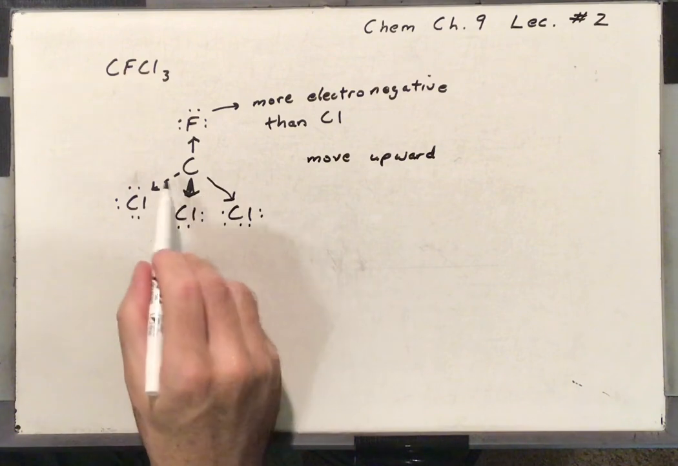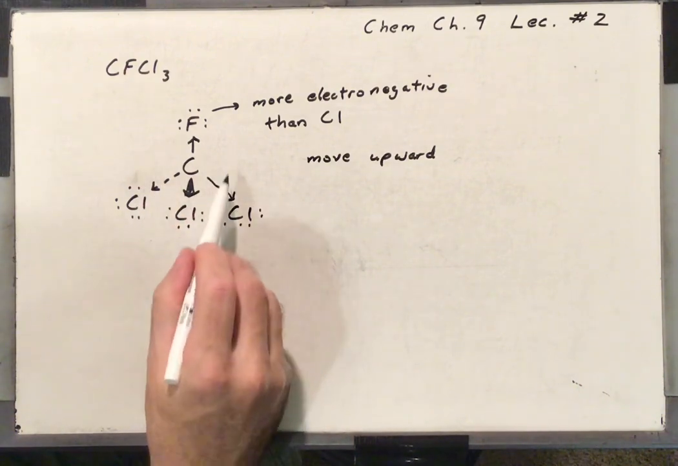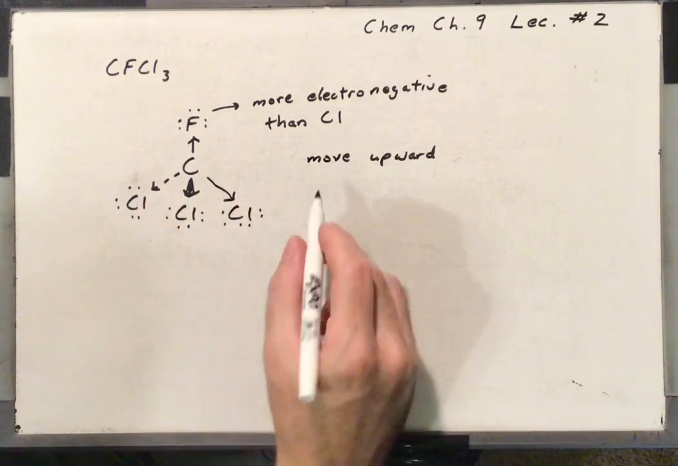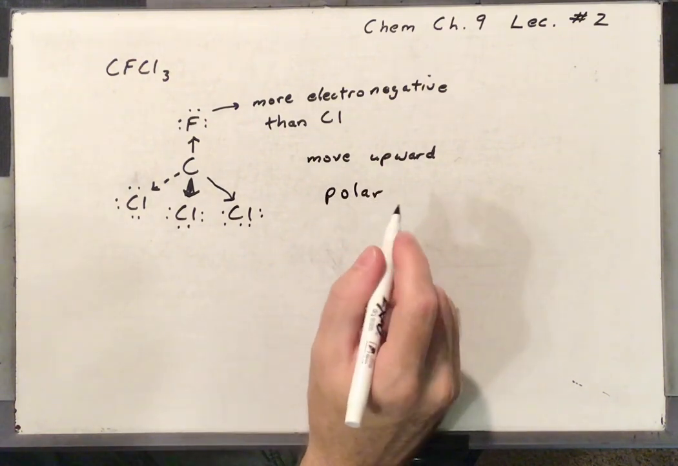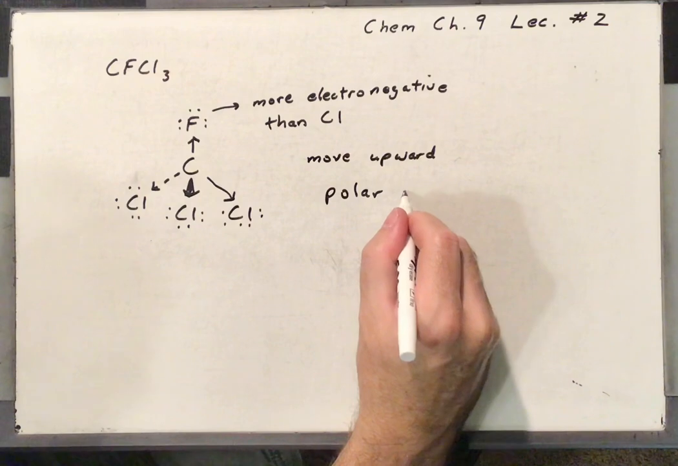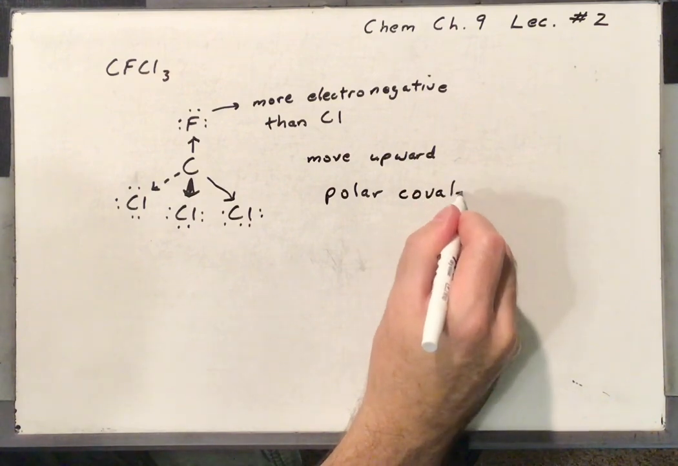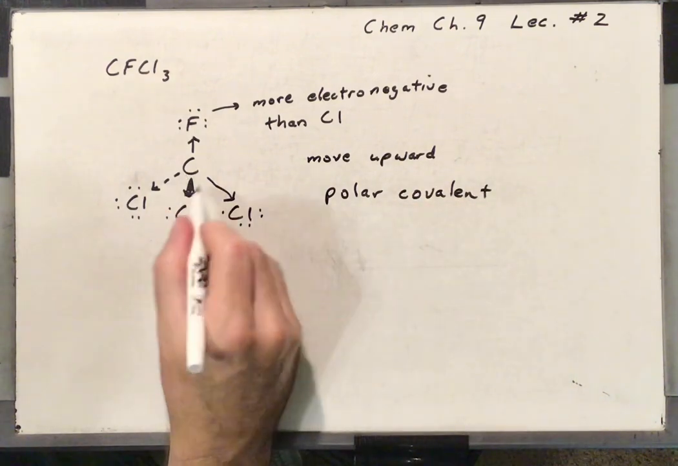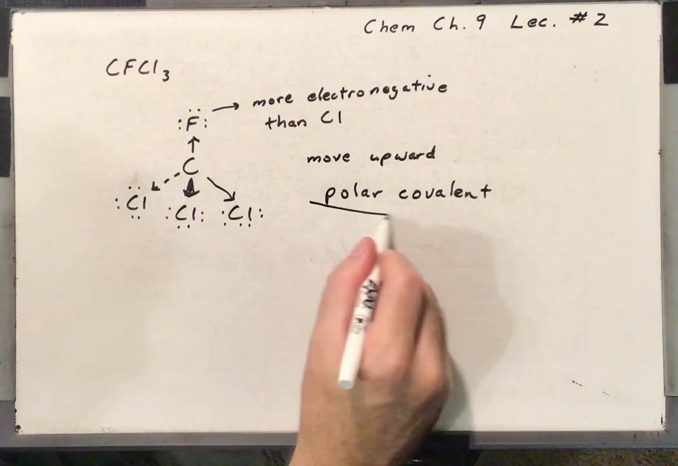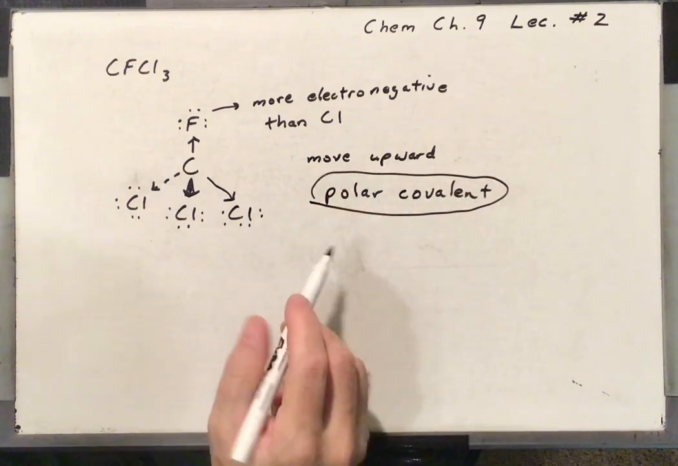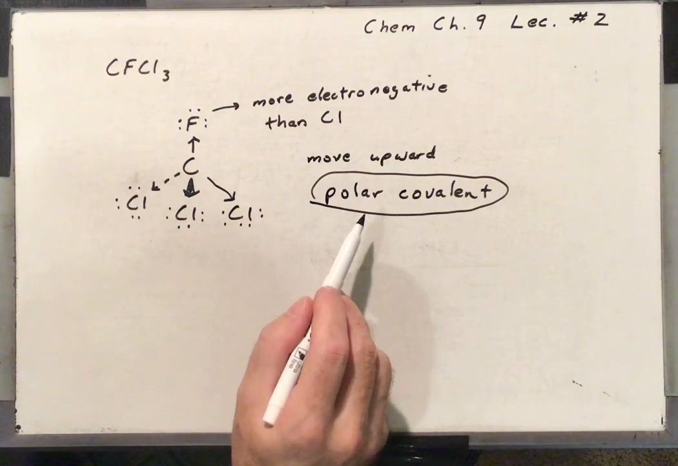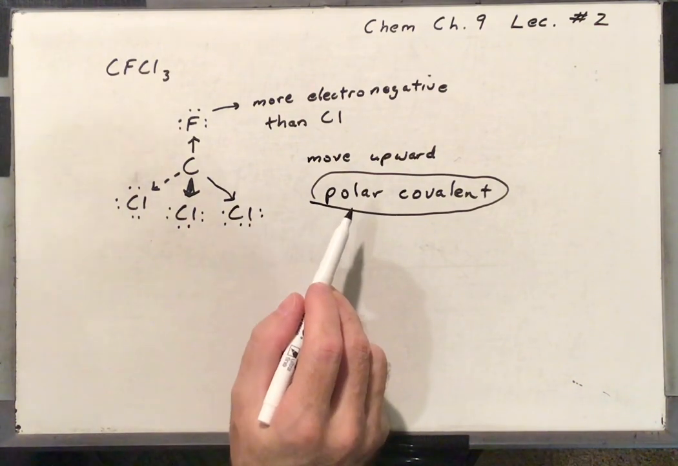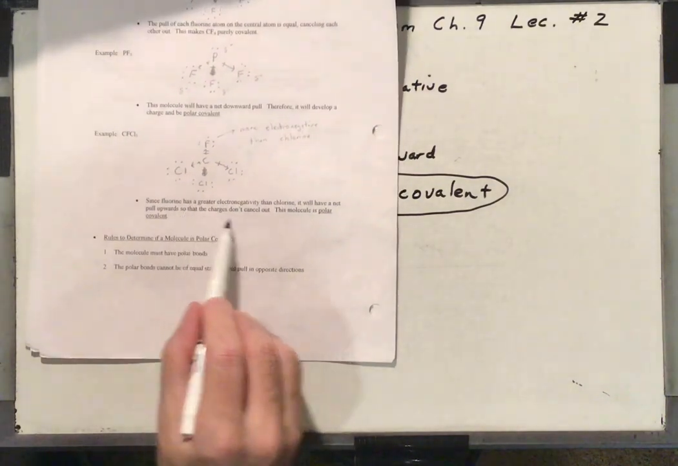If those bonds don't cancel out, it's polar. It has to completely cancel out to be purely covalent. What that means is that this molecule will have an electrical charge to it, so it will conduct electricity when dissolved in water. That explanation is given right there in the notes.